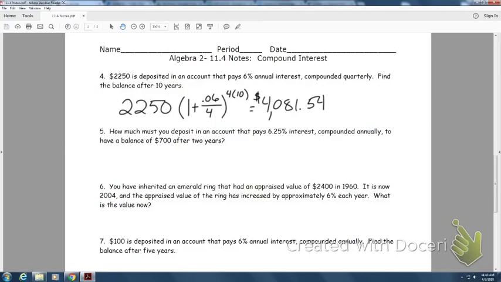A lot of times you're just asked to find the final amount, and those are pretty simple. Those are the ones that we've done so far. So on this one, again, we are given the final amount, which is 700. Zach, how many years are we talking about? 2. Olivia, what is my end value? 1. And Ellie, what is my rate as a decimal? 0.0625.